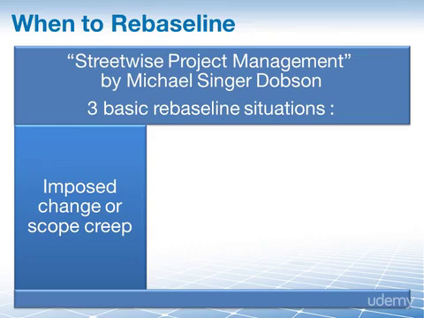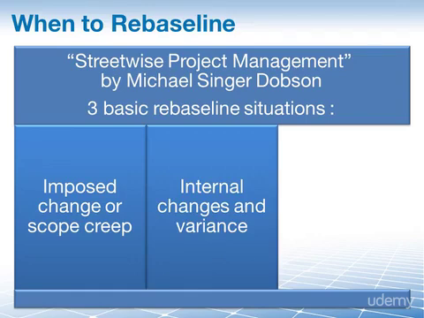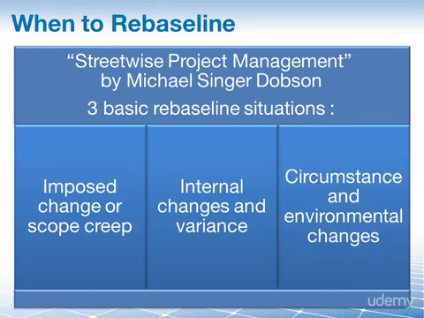The second situation that provokes rebaselining is when internal changes or variances occur. For instance, the execution of your project hasn't been as good or as bad as you thought it would be. There is no point in keeping a baseline going if the baseline does not accurately reflect what's really happening on your project. And finally, the author also talks about circumstantial and environmental changes that may require a rebaselining. For instance, a change in government regulations may require you to update your baseline to include new regulations as part of your project.